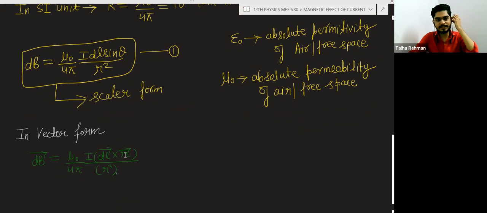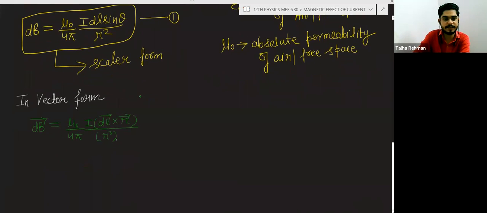Someone can ask why in the denominator there is r cube. So just see here: when you convert this vector form into scalar form, you will get this result. Just see here.